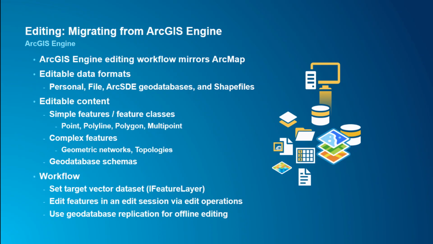So for context, editing within ArcGIS Engine mirrored the workflow within ArcMap. So you were able to edit a number of different data formats: personal geodatabase, file geodatabase, ArcSDE geodatabases, and shapefiles. The editable content included simple features, so feature classes, point, line, polygon geometries, but also complex features as well, so geometric networks and topologies, and geodatabase schemas. So Engine did allow you via the API to perform some geodatabase management.